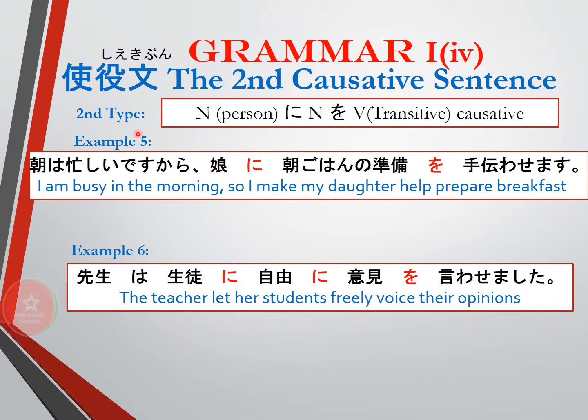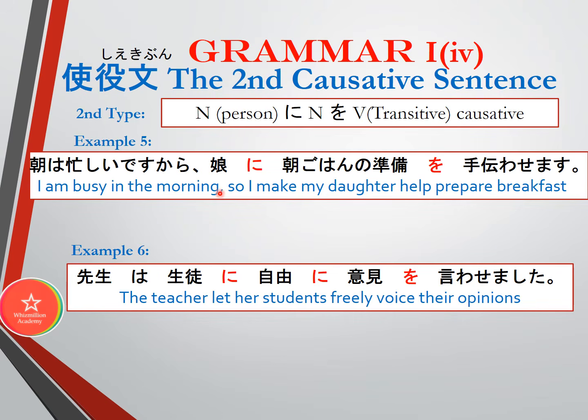Okay, this is the second type, where the particle attached to the person receiving the instruction or permission is ni, and the verb is a transitive verb. Example 5: I'm busy in the morning, so I make my daughter help prepare breakfast. 朝は忙しいですから、娘に朝ごはんの準備を手伝わせます. Okay, 手伝わせます. This is 手伝います, which is a transitive verb.